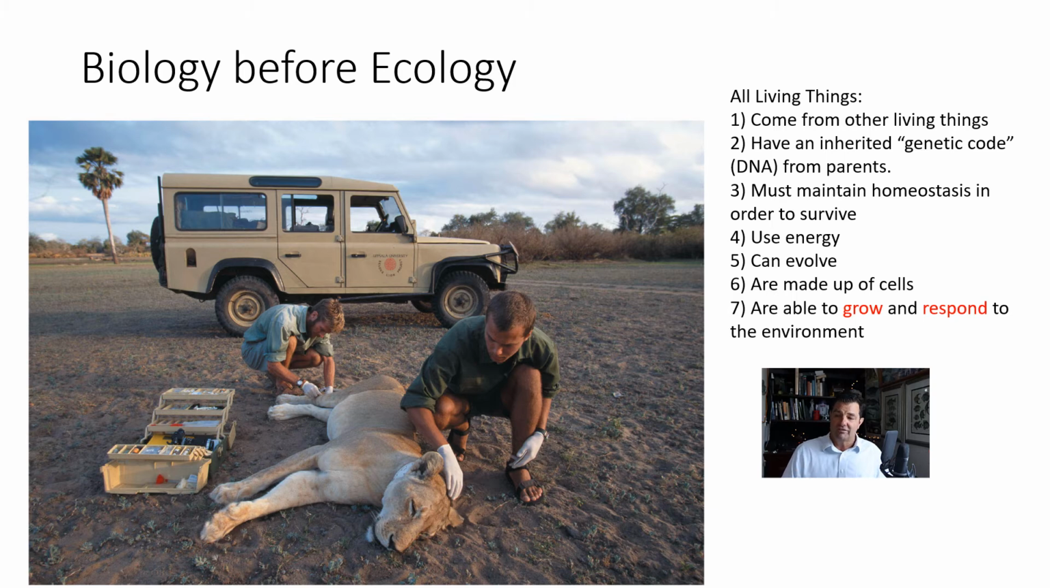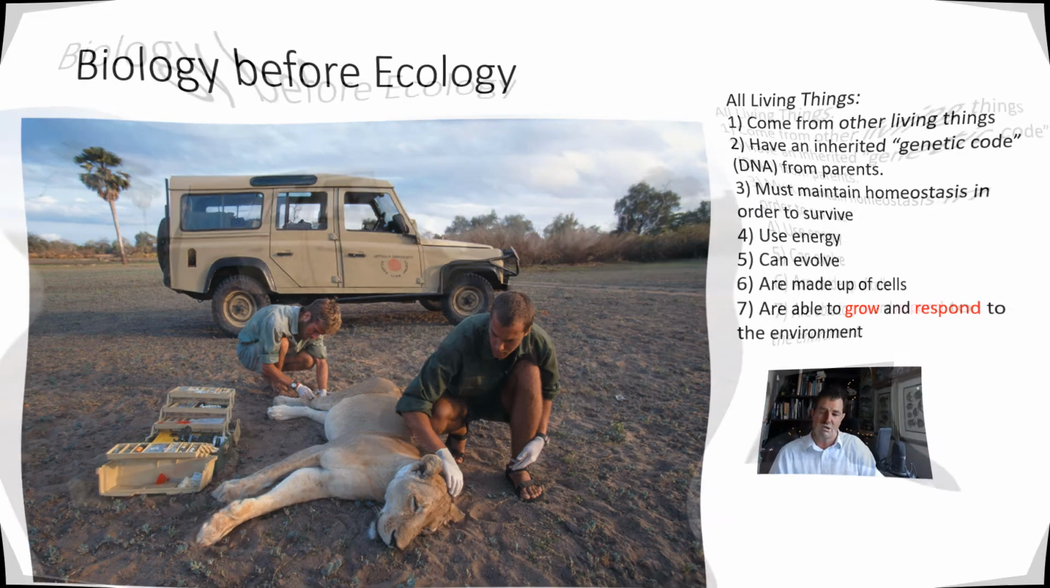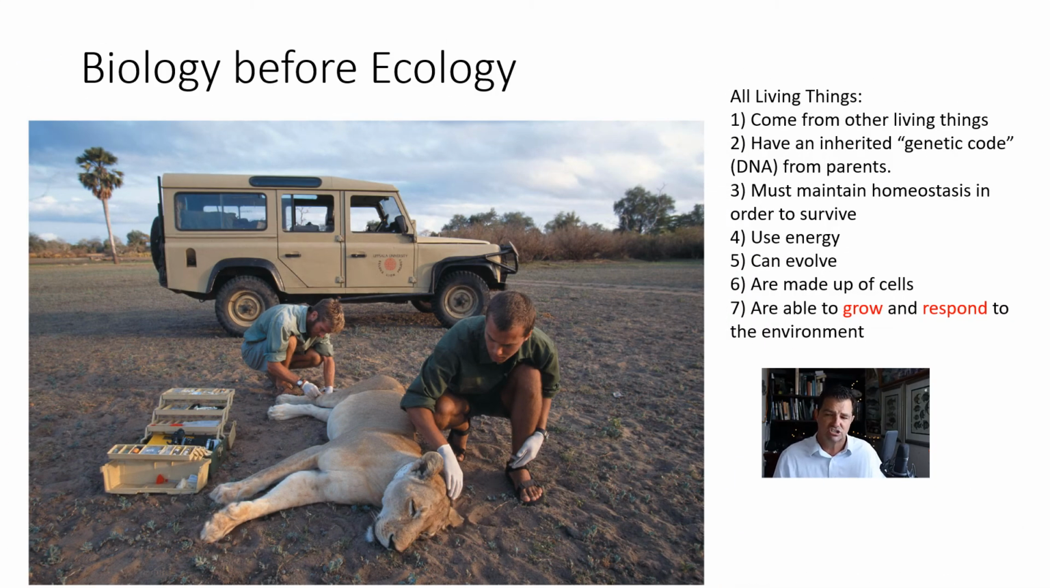Number 7, all living things are capable of growing and responding to the environment. A lot of this has to do with the energy part, and this is a good list to get us started. The way I have them numbered, there's no significance. I just sort of laid them out, and there's really no order that matters.